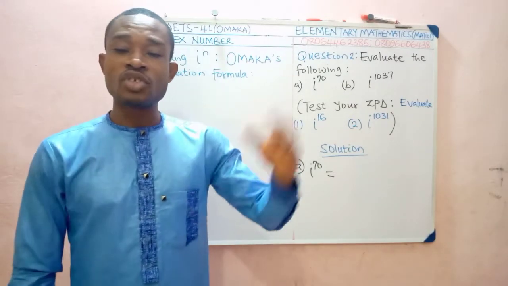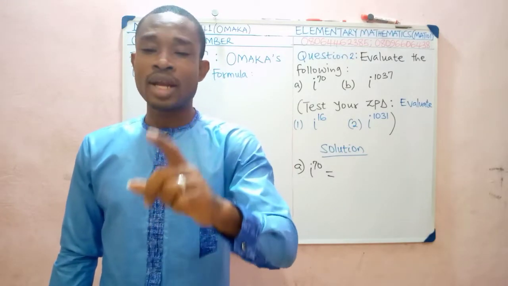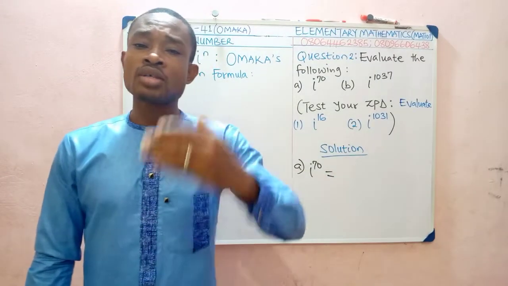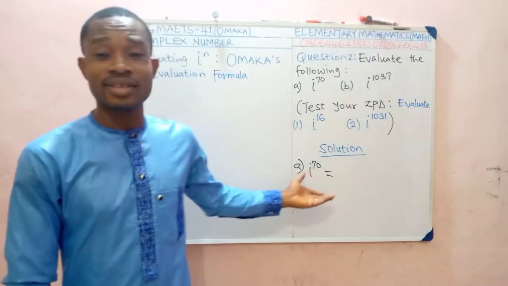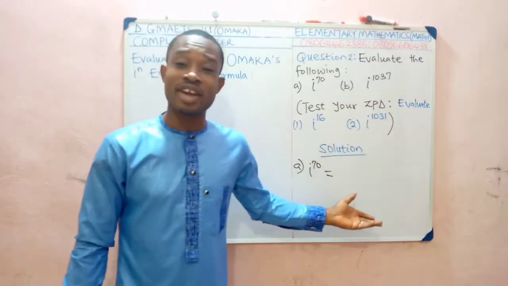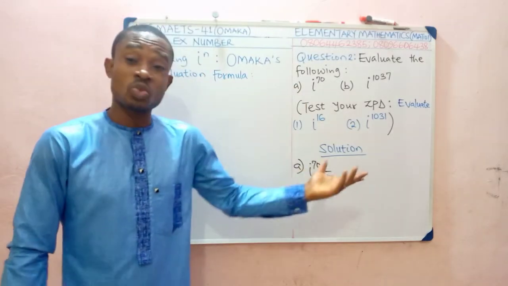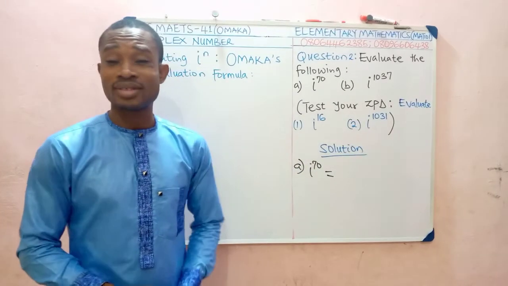Now, if you divide that 70 over 2, and it gives you an even number, it means that i raised to power 70 will be plus 1. But if it gives us an odd number, it means that i raised to power 70 is minus 1. Clearly, this is minus 1, because 70 divided by 2 is 35. So the power n over 2 will be 35, which means it is odd. i raised to power 70 will be minus 1.